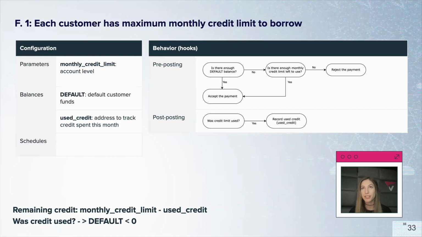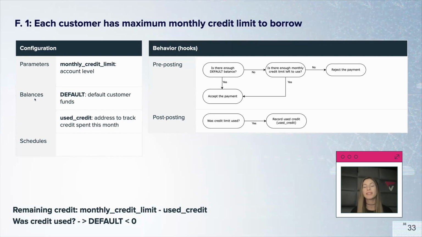So let's take it feature by feature, and let's look at the first feature, which says that each customer has a maximum monthly credit limit to borrow. Let's focus on the first part: each customer has the credit limit. This means that I have to have a value that will differ from customer to customer, or from account to account. And for these purposes, I will use the parameters, and I will create a parameter which is called monthly credit limit. This is a parameter which will contain the value of the maximum monthly credit limit that this customer is allowed to borrow on a monthly basis from the bank to help with the payment.